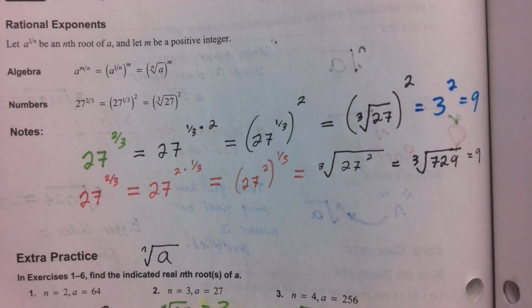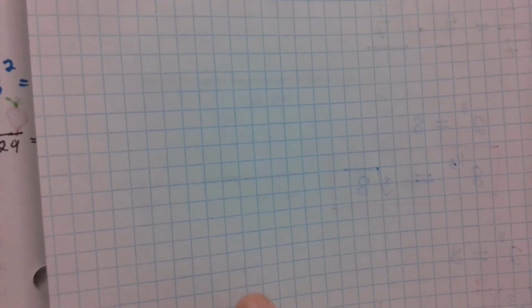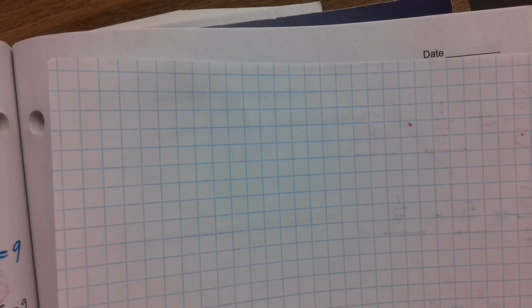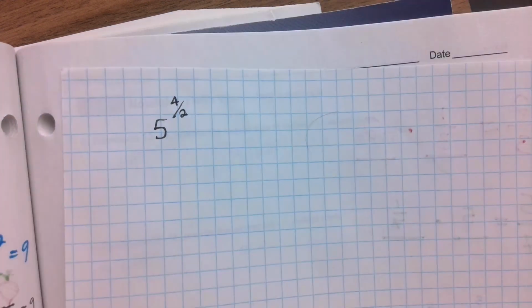This type of problem is very interesting because there are 2 ways of doing it, and you have to kind of fiddle with it to figure out which way is best. Do you root your problem first and then square it? Or do you square your problem first and then root it? Let me give you an example of a problem that might make this a little bit more reasonable to see the difference. Let's say I gave you the following problem. I wanted you to tell me what 5 to the 4/2 power is.